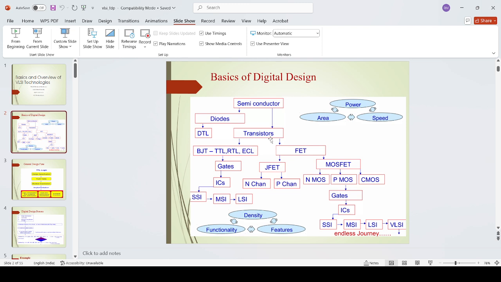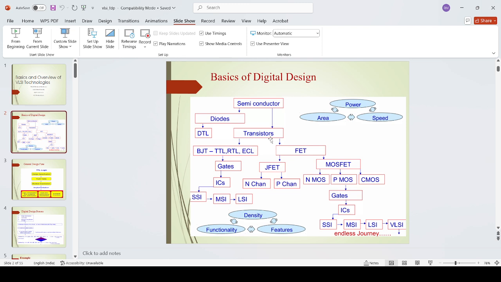And if we use the transistors as the key components, if we are using the BJT logic family, we have three different types of logic families. They are TTL, RTL and ECL. TTL is nothing but transistor transistor logic, which is operating as a switch to perform the logic operations, and RTL is nothing but resistor transistor logic, and ECL is nothing but emitter coupled logic, which is a high speed IC bipolar transistor family.